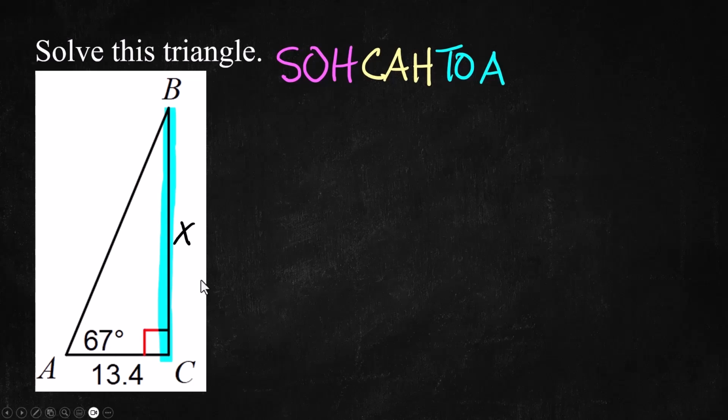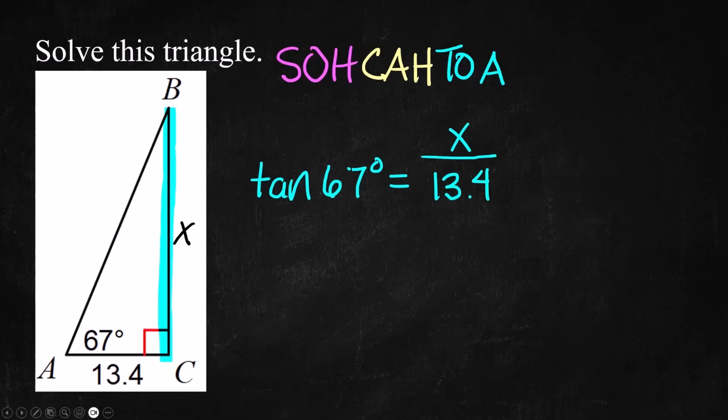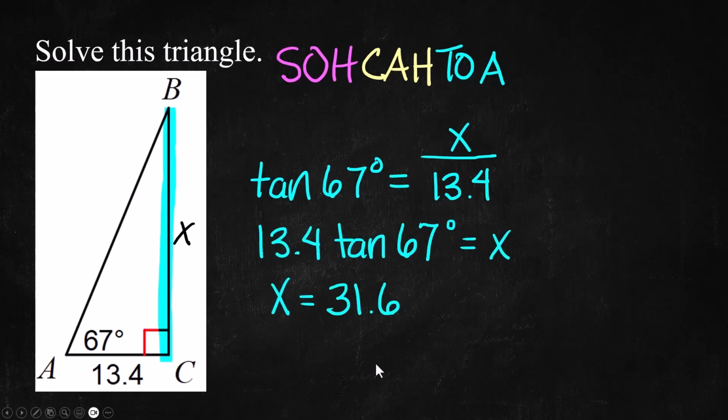From here, the X is my opposite side, and the 13.4 is my adjacent side. Opposite and adjacent, that is O and A, which means we need to use tangent. So the tangent of 67 degrees equals X over 13.4. Now I need to solve for X by doing a little algebra. I'm going to multiply both sides by 13.4 to clear that X out of a fraction. Crunch the numbers. You get X equals 31.6.